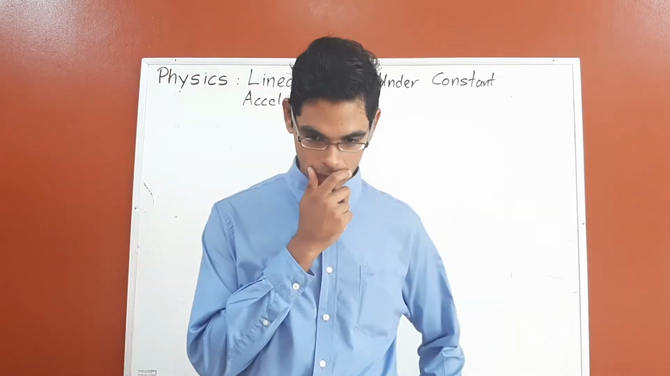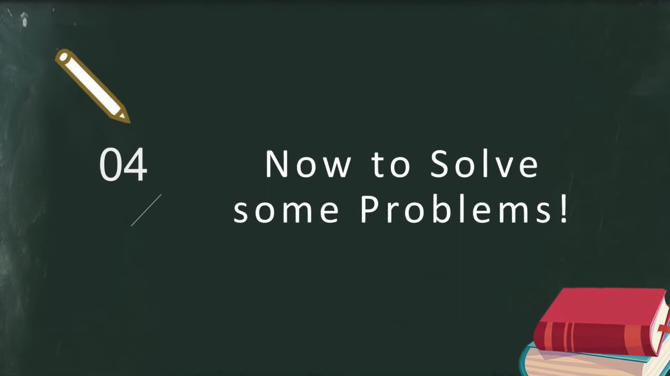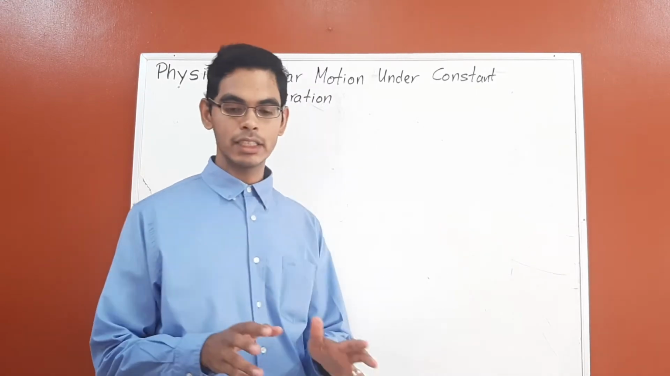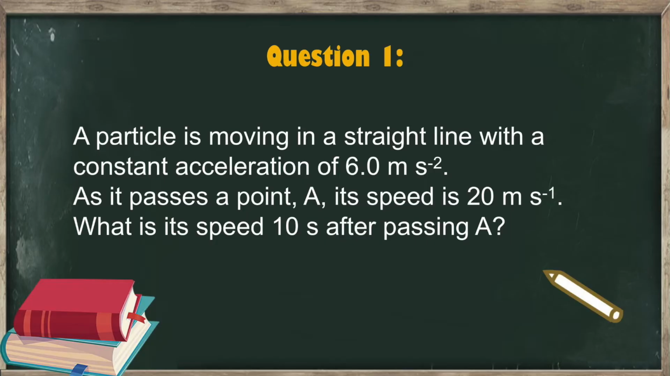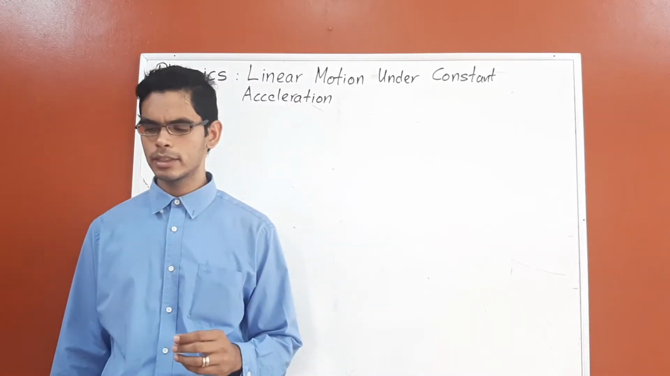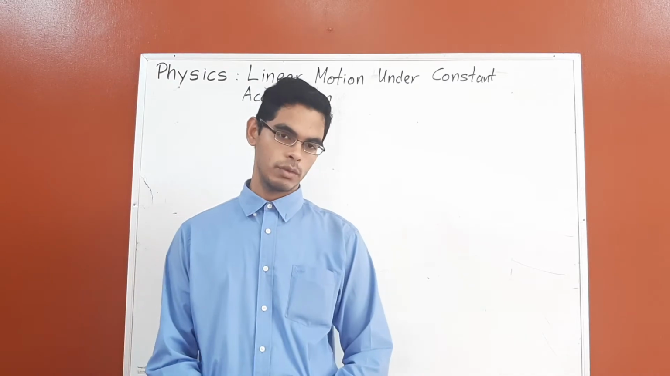Now you have some problems to solve. First problem we have is shown here. A particle is moving in a straight line with a constant acceleration of 6.0 meters per second square. As it passes point A, its speed is 20 meters per second. What is its speed 10 seconds after passing A? Now, I'll give you a moment. Think about it. If you think you can answer the question, go ahead. Otherwise, I'll give you a minute to think about it. See if you can start to come up with a plan, and then we'll work together.